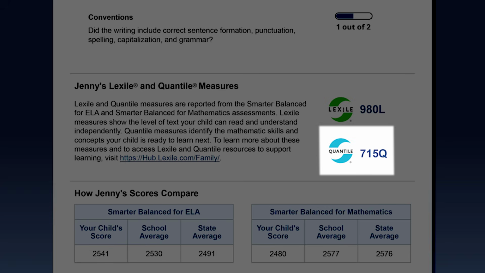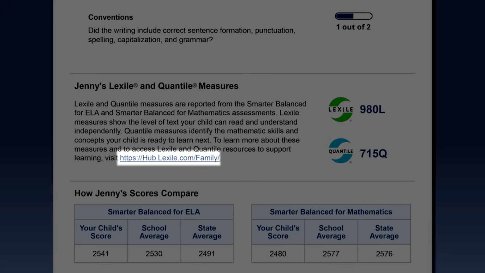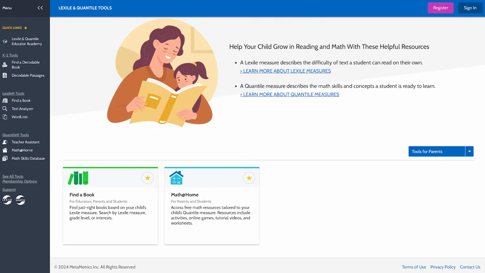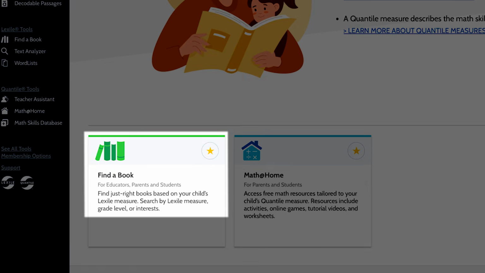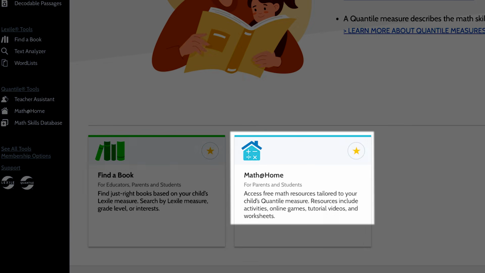To learn more about the Lexile and quantile measures and how to access free resources to support your child's reading and mathematics skills, a link to a web page with more information is provided. These resources include how to find books within your child's Lexile level. There are also mathematics activities, games, quizzes, and more at your child's quantile level to support your child's learning.